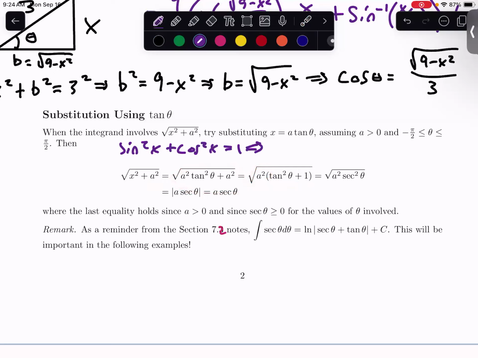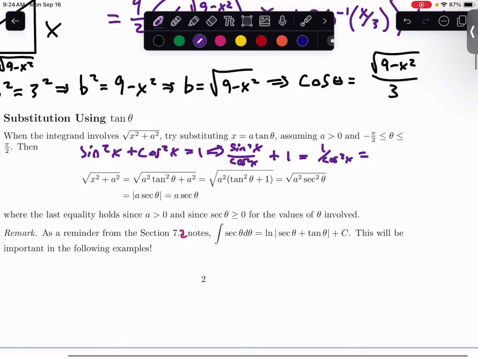If you divide everything by cosine squared, you get sine squared of x over cosine squared of x plus 1 is equal to 1 over cosine squared of x. So this is tangent squared and this is secant squared. So this is the same thing as having tangent squared of x plus 1 is equal to secant squared of x.